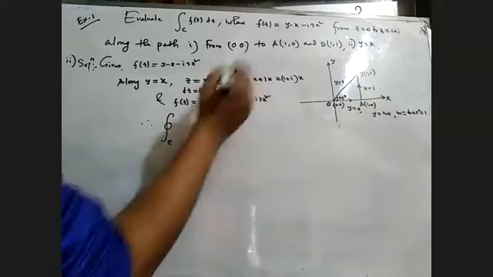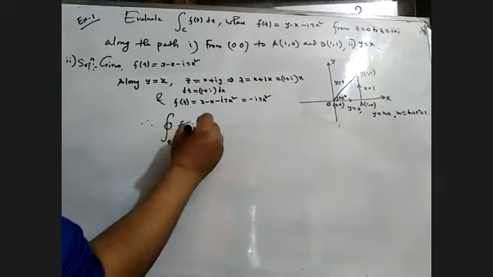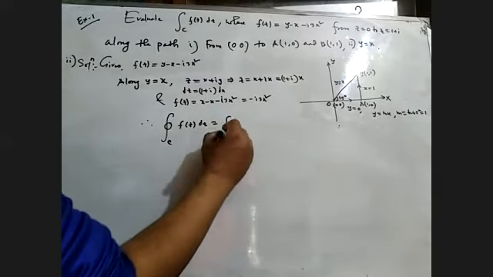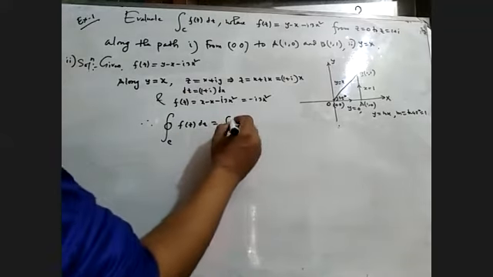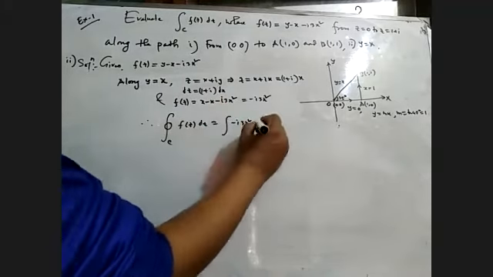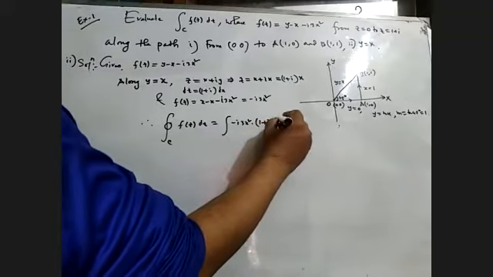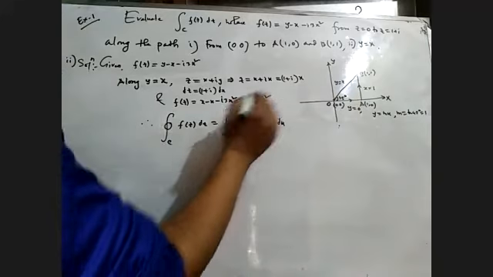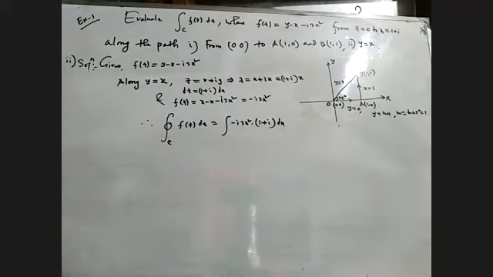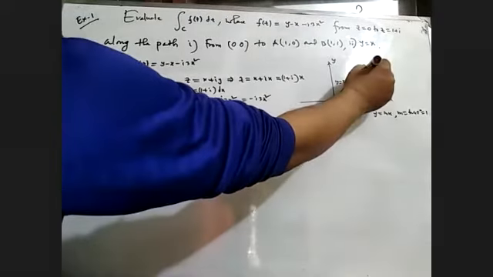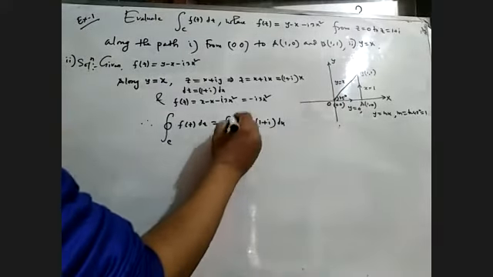Therefore, the contour integration along the curve y equals to x, f of z dz, just changed functional value, minus i 3 x square, and dz equals to what was? 1 plus i dx. Okay. Now limit will be what? Limit will be 0 to 1. x value 0 here, and x value what? 1 at B point. So 0 to 1.